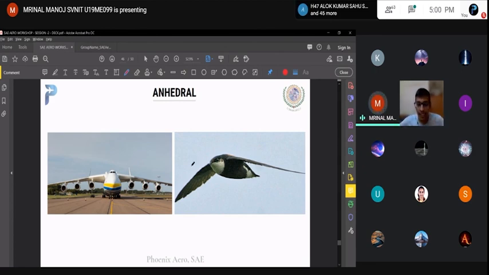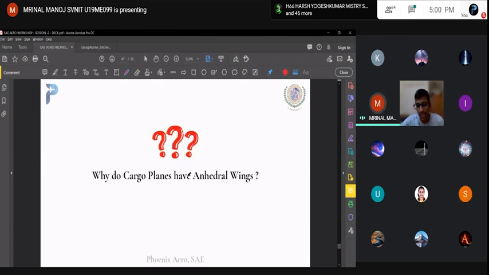But what anhedral does is give a faster rate of turn. So that's what an anhedral does. Now, does anybody know why cargo planes have anhedral wings in the first place? They are carrying a much higher load, so they should be stable in a sense. But why have anhedral wings? Anybody?